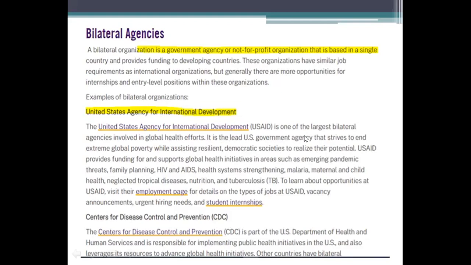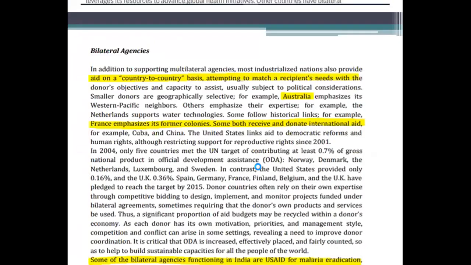It is the lead US government agency that strives to end extreme global poverty while assisting resilient democratic societies to realize their potential. The US provides funding for and supports global health initiatives in emerging pandemic threats, family planning, AIDS, health system strengthening, malaria, maternal and child health care, neglected tropical diseases, nutrition, and TB. Another bilateral agency is the CDC, Centers for Disease Control and Prevention, which is a part of the US Department of Health and Human Services and is responsible for implementing public health initiatives in the US.